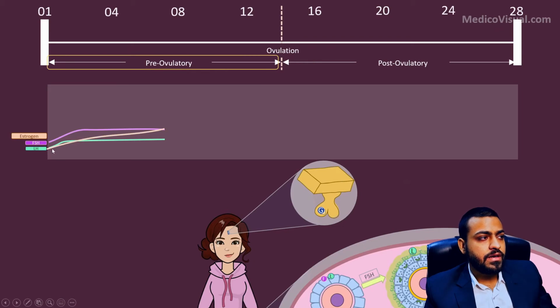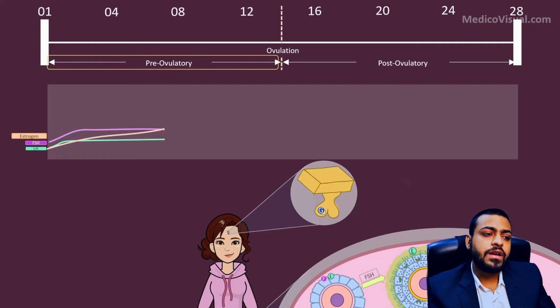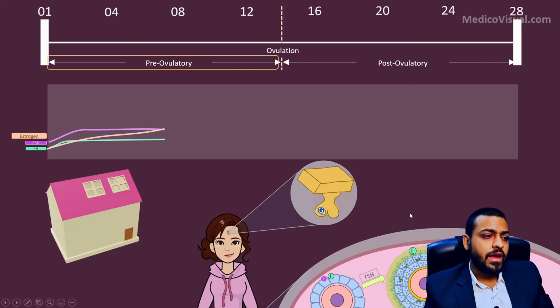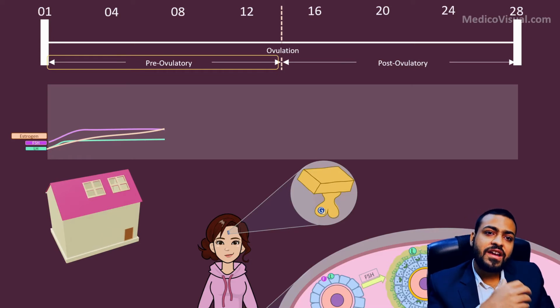So as these follicles continue to grow, of course this is not a single follicle that is growing, I'm just showing a single follicle, but about 15 to 20 follicles start growing each month. As these follicles are growing, the level of estrogen rises in blood, and estrogen will go to the uterus and order the uterus to start preparing the home for baby.